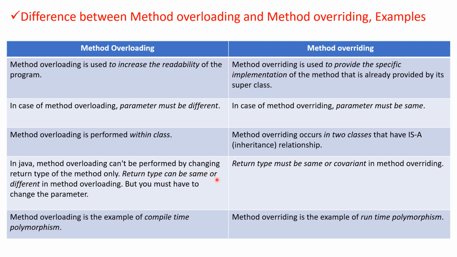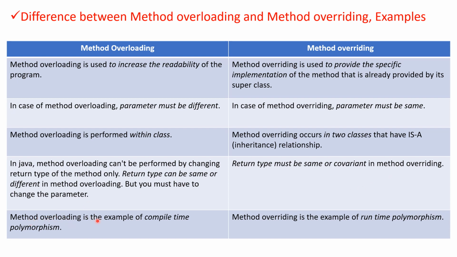So the return type can be the same or different. Overloading is not bothered about the return type here. The return type can be the same or different, but you must change the parameter, means the argument list which we are mentioning. Return type must be the same or covariant in method overriding. So the opposite of this: whatever we are returning, whether it is an object, string, or integer, that return type must be the same in method overriding.